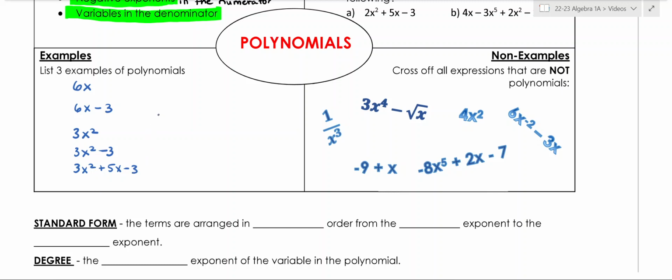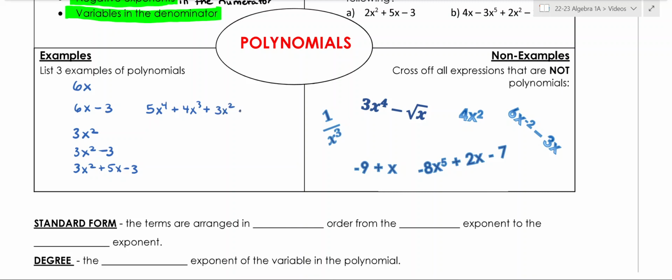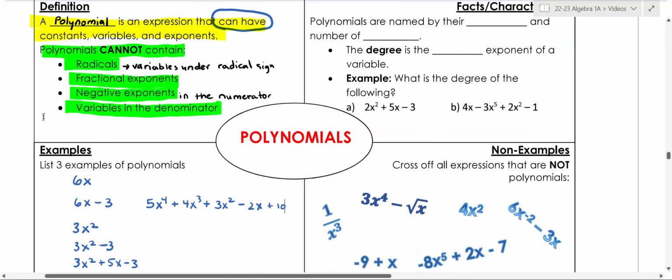And yes, you can get really crazy really fast. It could be 5x to the 4th plus 4x cubed plus 3x squared minus 2x plus 10. Yes, like I said, polynomials are expressions that can have constants, variables, and exponents. And notice that there's nothing here that says there's a limit.